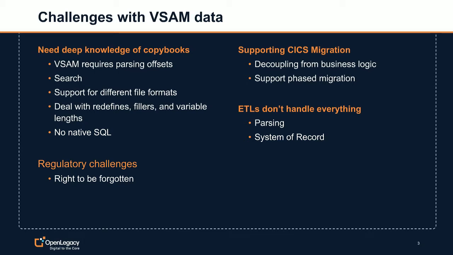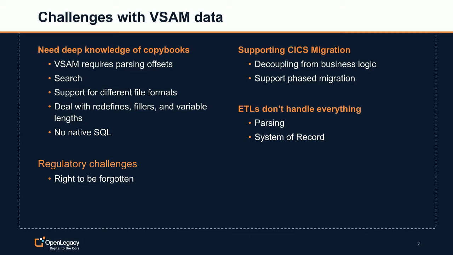But you also want to have support for different file formats. We're going to show what the different file formats are a little bit, and we're going to discuss why you have to have the ability to deal with all those different file formats, which is just another complexity. And there's a bunch of different things in Cobol, things like redefines, fillers, and variable lengths. These are all problems that you have to deal with in order to actually work with the copybook in order to get the VSAM data and pull it out.